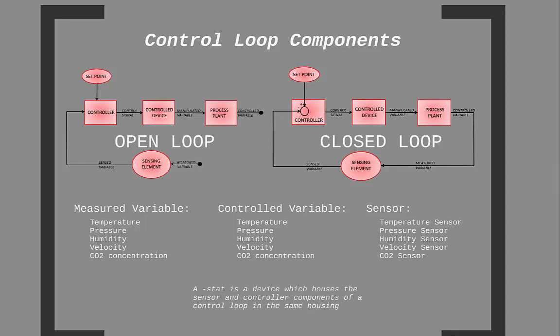In those instances, when they are housed together, we call such devices stats. A thermostat has a temperature sensor and accompanying controller located in it. A humidistat has a humidity sensing element and associated controller located in it. And I think you can figure out what a pressure stat would contain.